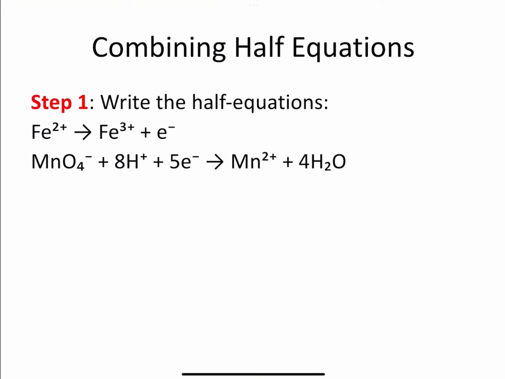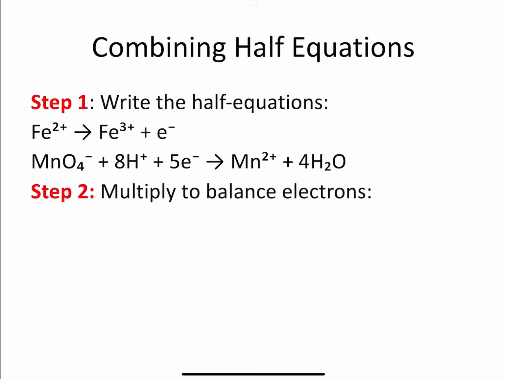The first one is to write the half equations, which you are either going to be provided with or you need to work out yourself, following the rules or steps we followed before. So these are the half equations. Now we need to multiply to balance the electrons. When you combine half equations, you need to balance the electrons to get rid of them. There is only one electron on the right-hand side for the oxidation step, but there are 5 electrons on the left-hand side for the reduction step.